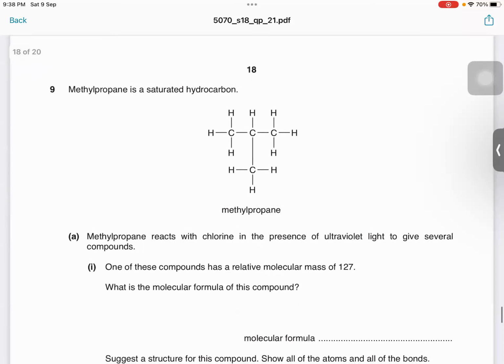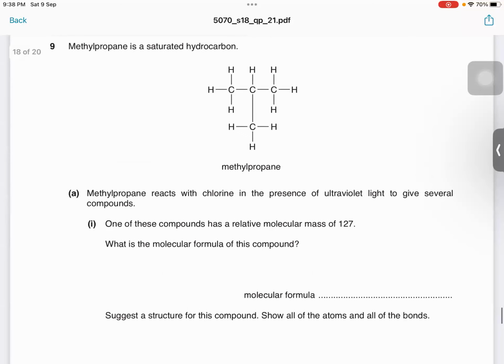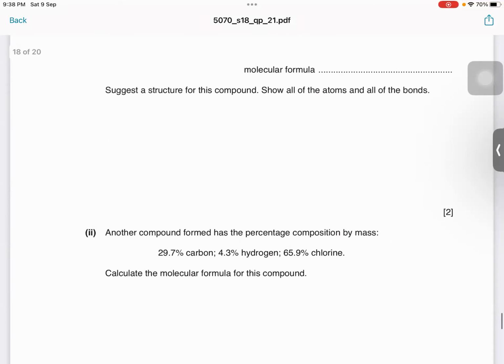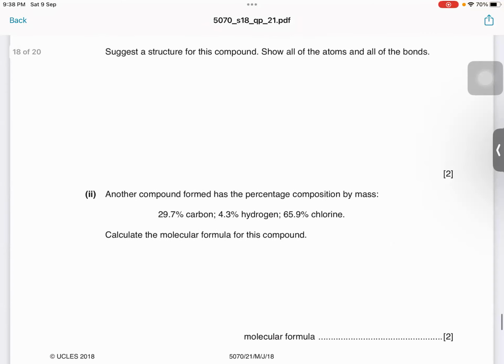Yes, this is the question. Methylpropane reacts with chlorine to form molecular formulas. One of these compounds has a relative molecular mass of 127. Another compound formed has the percentage composition by mass. Calculate the molecular formula for this compound.